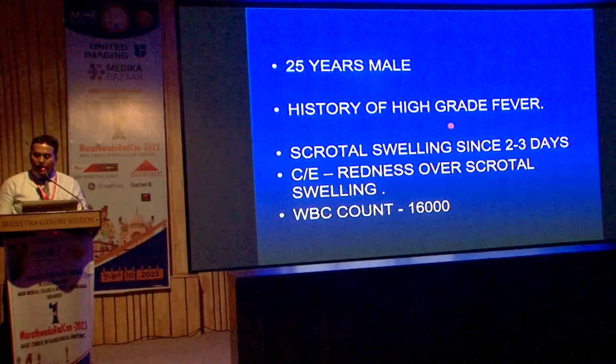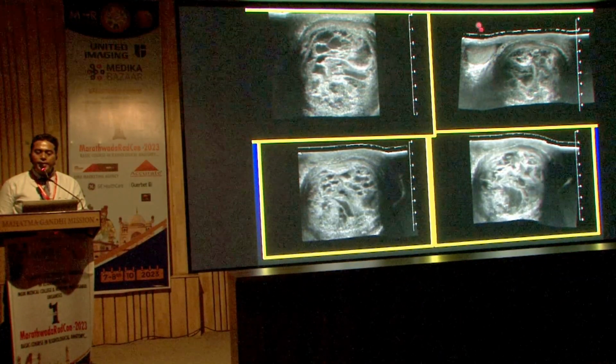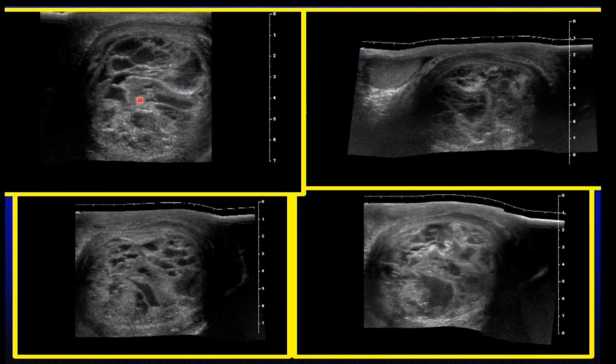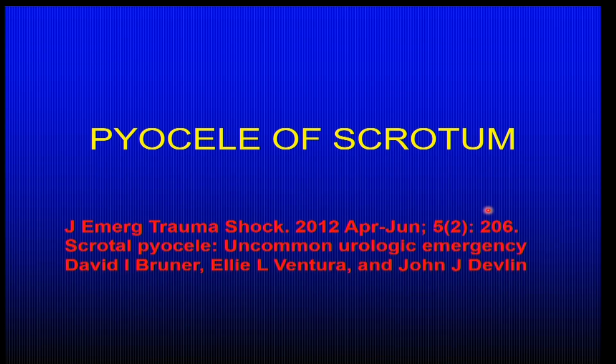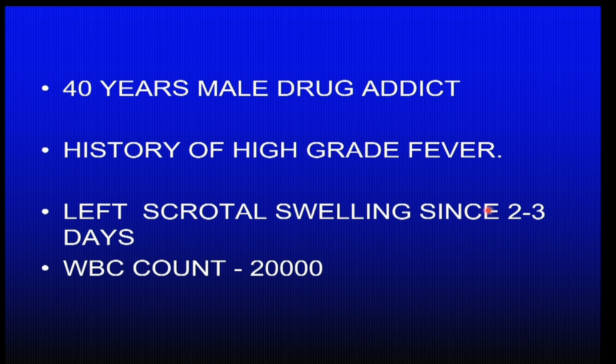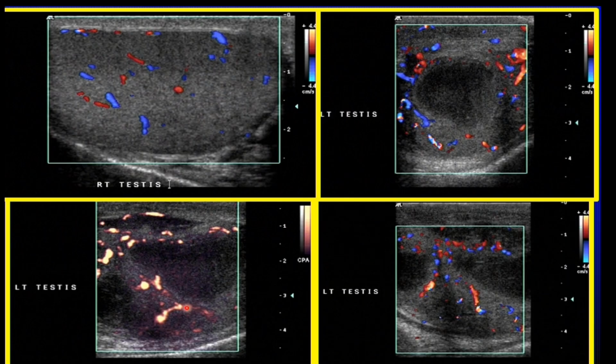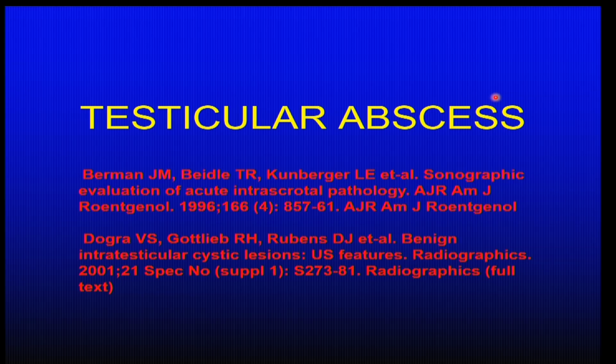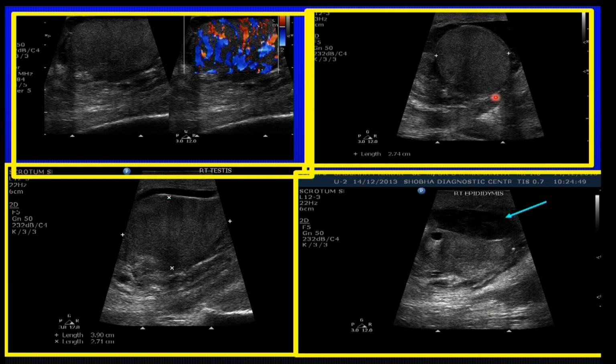Simple cases, high-grade fever. Here the testes was completely normal. Dirty collection, WBC counts high. You know you are dealing with a pyocele of the scrotum. As against high-grade fever, WBC count high, drug addict, hypoechoic collection. This turned out to be a testicular abscess.